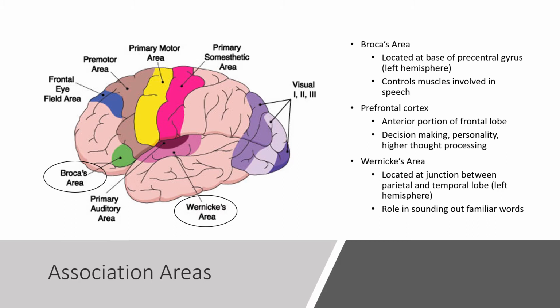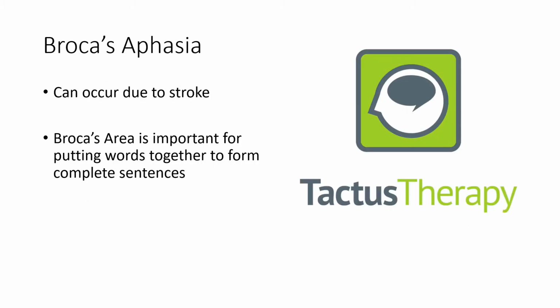Wernicke's area is located at the junction between the parietal and temporal lobe, only in the left hemisphere, and it's Wernicke's area that has a role in sounding out familiar words. Now, just to get you more familiar with Broca's area and Wernicke's area, these are very important locations in your left hemisphere for speech and making a meaningful conversation with other people. And if something happens to these areas due to instances such as a stroke, it can be really hard for a person to have a meaningful conversation.